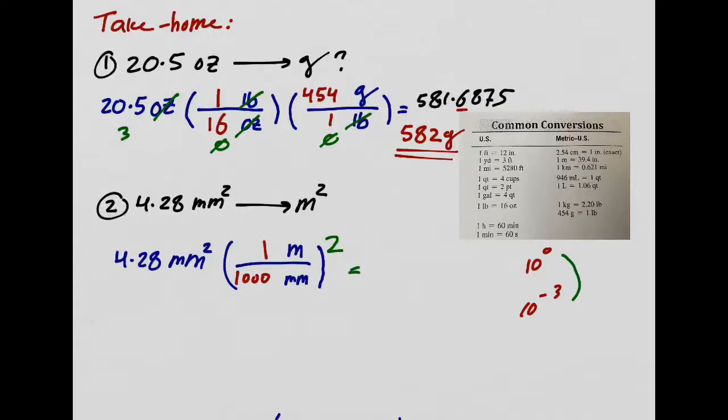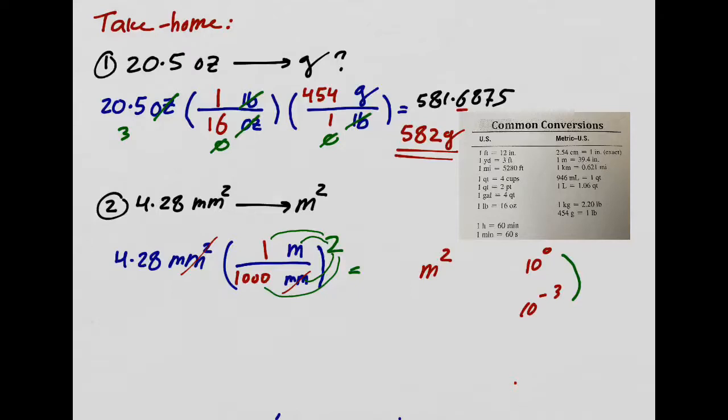Now, if you do that, you have to be careful. That means the meters is going to get squared, the 1 is going to get squared, millimeters is going to get squared, 1,000 is going to get squared. Everything is going to get squared, which is nice, because then the millimeters squared can be canceled out. And what I end up with is meters squared. That's what I wanted anyway, so that works out nicely.